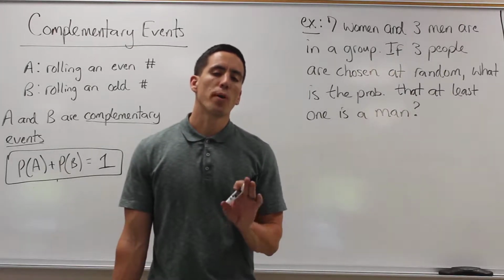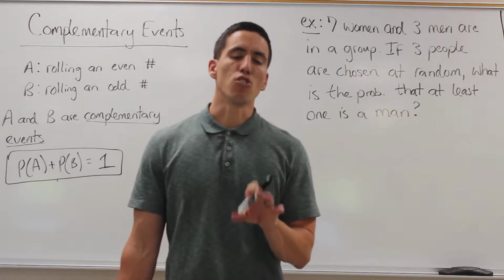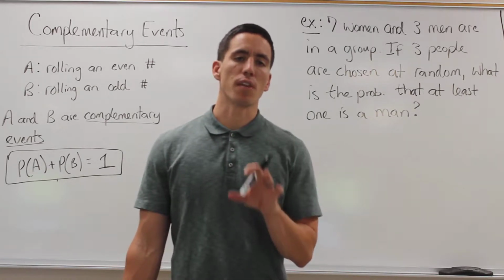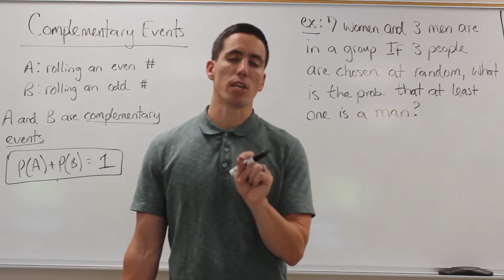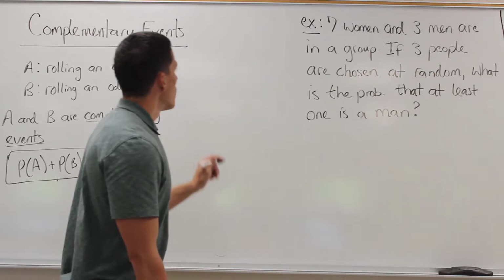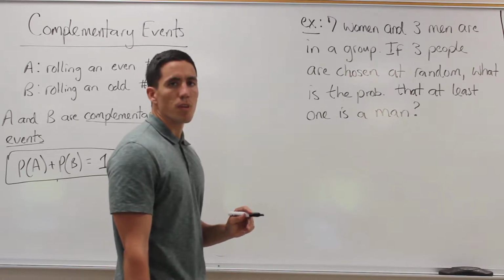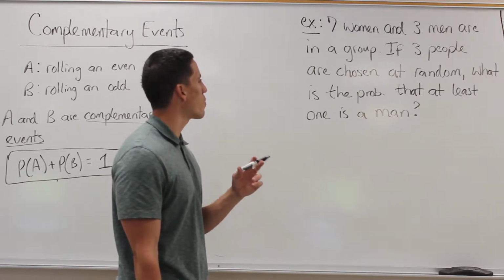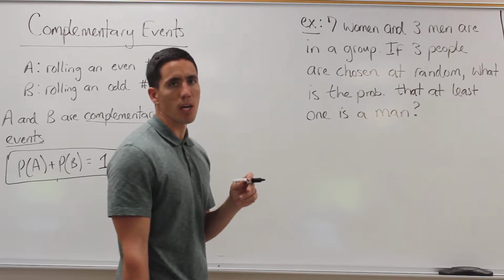In this video, I'm going to do one more example of calculating a probability using complementary events. And in this example, the two events that are in question are going to be dependent events. 7 women and 3 men are in a group. If 3 people are chosen at random, what is the probability that at least one is a man?